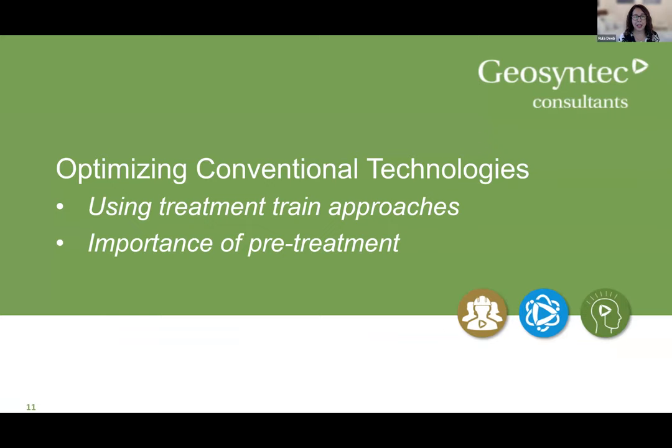I'm going to give you three case studies. All three involve a treatment train approach to optimize efficiency and cost, and all emphasize the pretreatment aspect in order to minimize the operation and maintenance costs associated with granular activated carbon media changeout and ion exchange changeout.